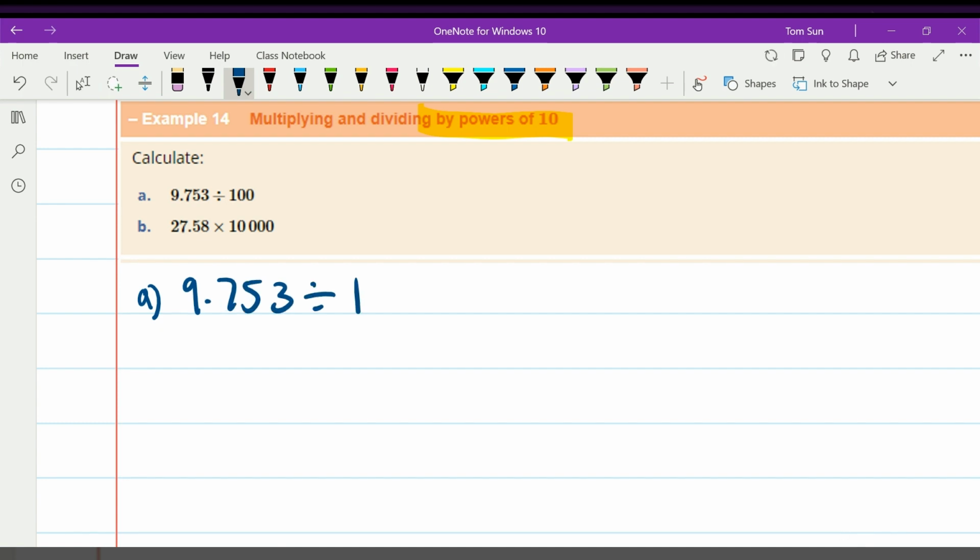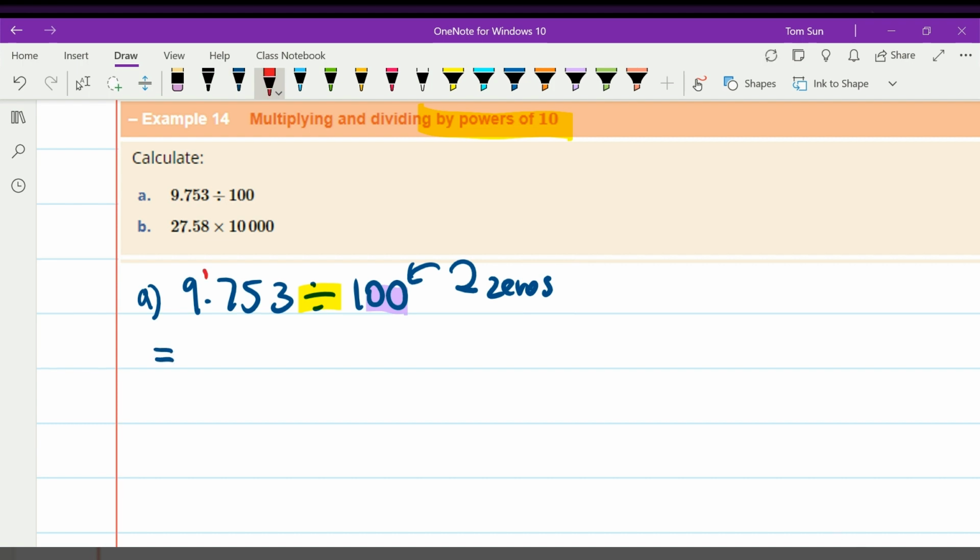9.753 divided by 100. We can see here that there are two zeros, and that it's a divide question. So my decimal point is going to move left twice because there are two zeros here. So this is equal to, I'm going to move this so you can see here.